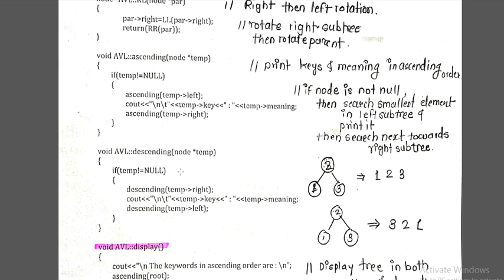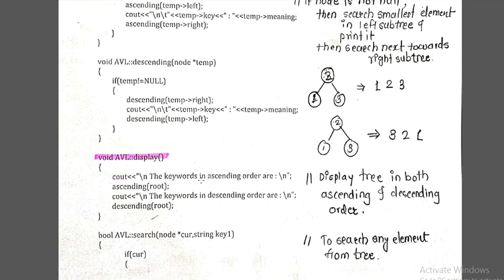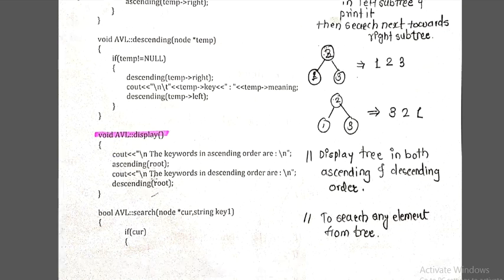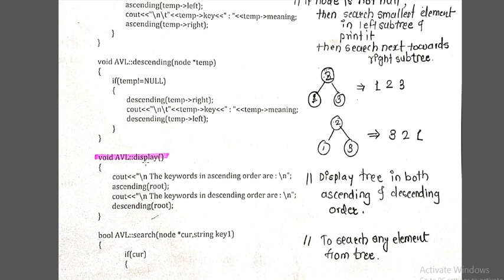So this ascending and descending are required for printing. When we are applying the display, then we require this ascending. We can see in the display function we have called ascending and descending. Whenever we want to display the order in ascending, just call this ascending function from the root. And if you want to print the descending order, then just call the descending function over here. So this is our display function, which we have called as the second choice in our main function.